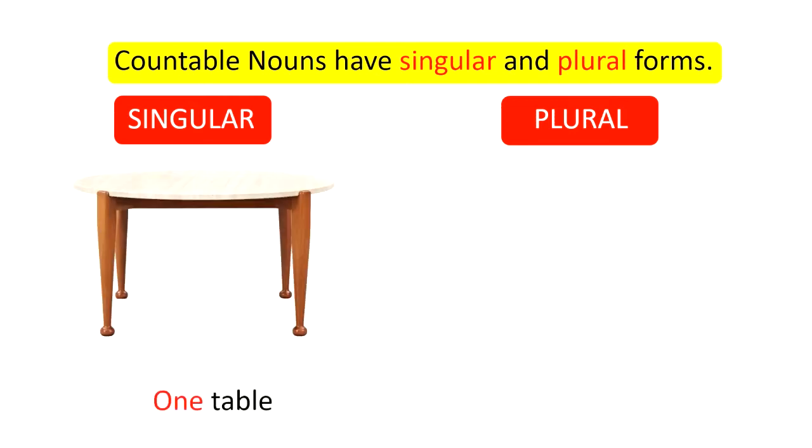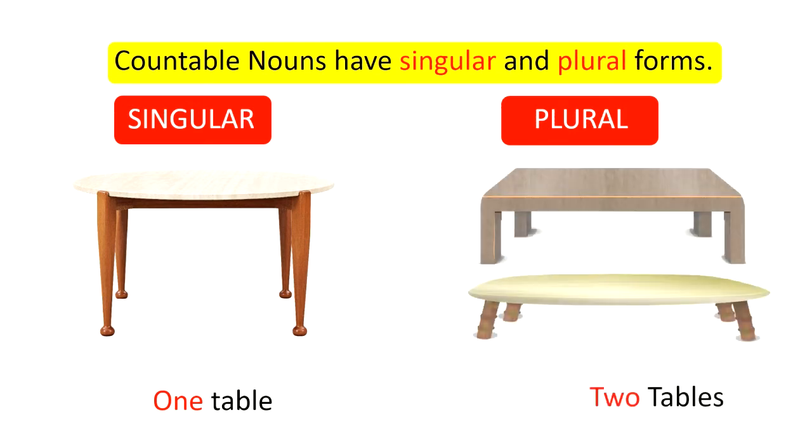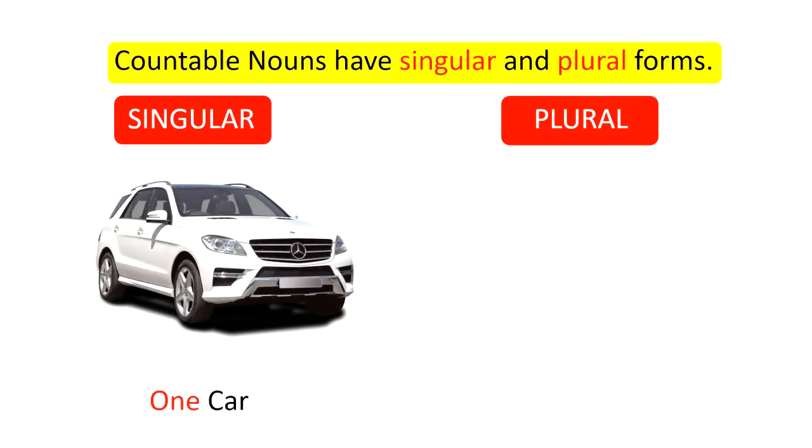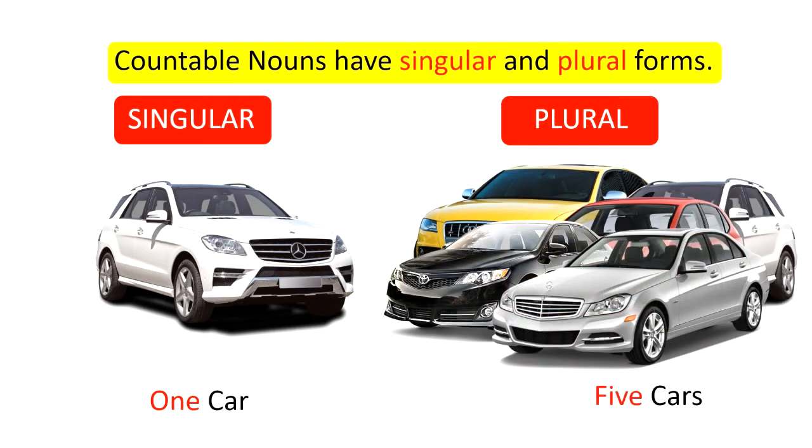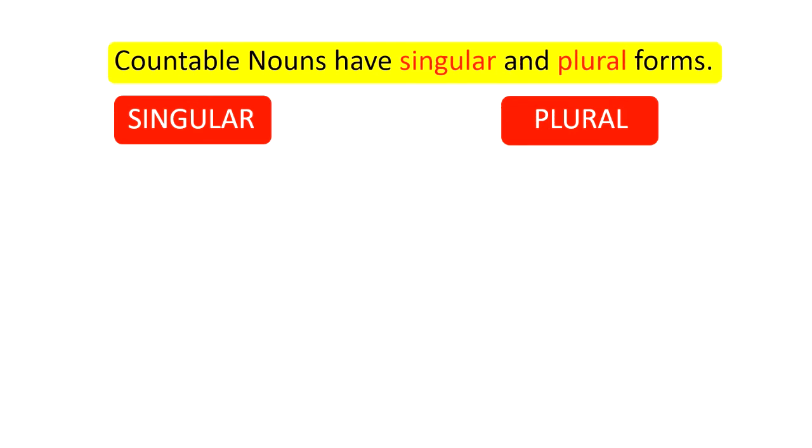One table, it is singular. Two tables, it is plural. One car, it is singular. Five cars, it is plural. So let us see this with more examples.